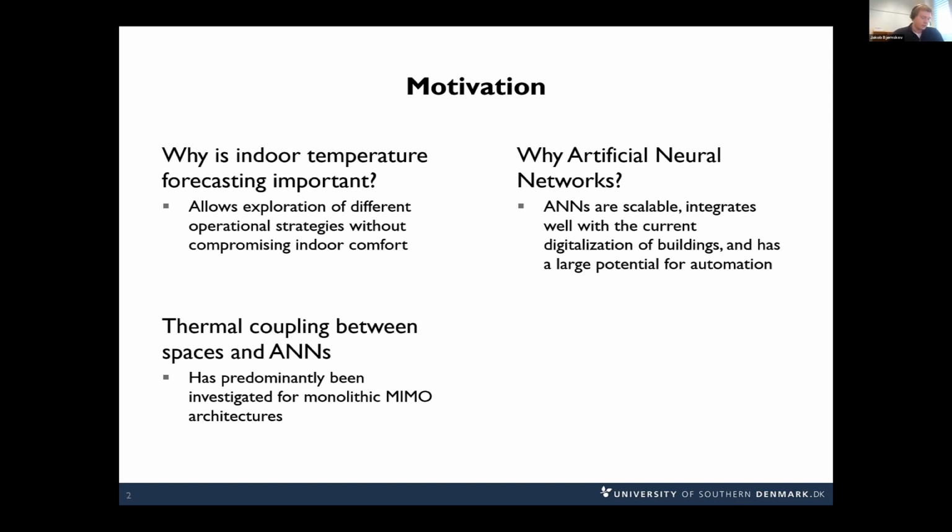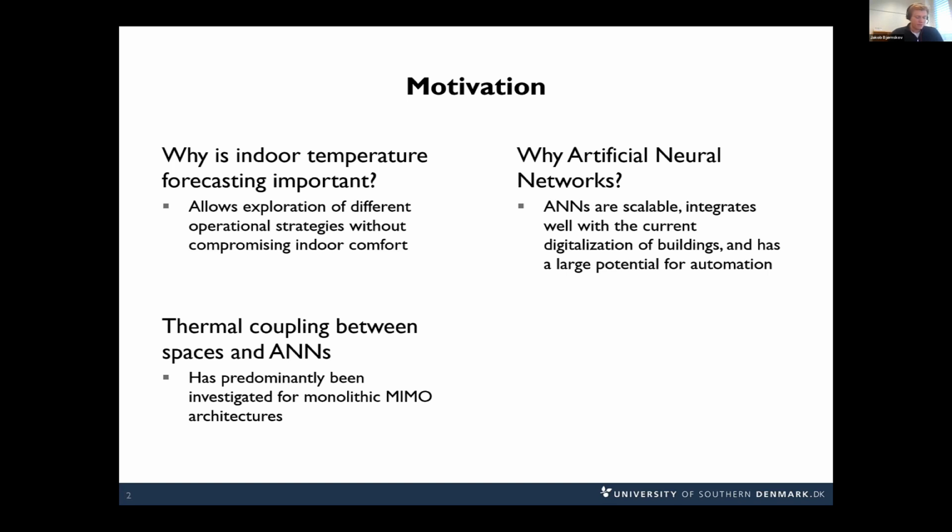Second of all, why is it interesting to use artificial neural networks for this purpose? Well, ANNs are scalable, and they integrate well with the current digitalization we're seeing of buildings, with an increasingly common installment of meters and sensors in buildings, and data. And third of all, ANNs have a really large potential for automation.